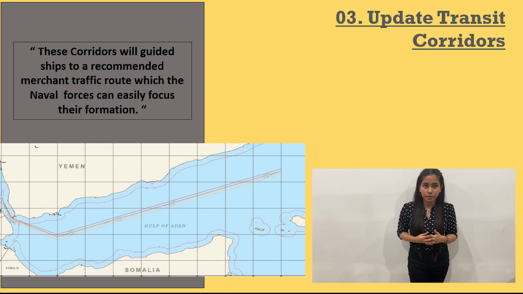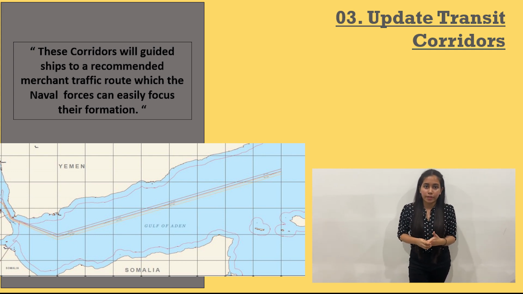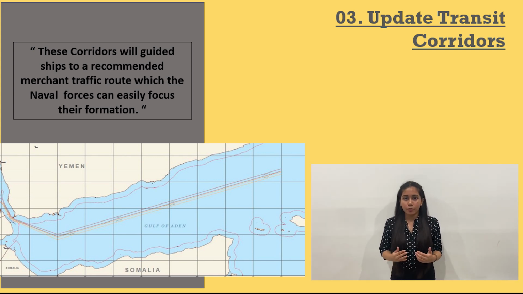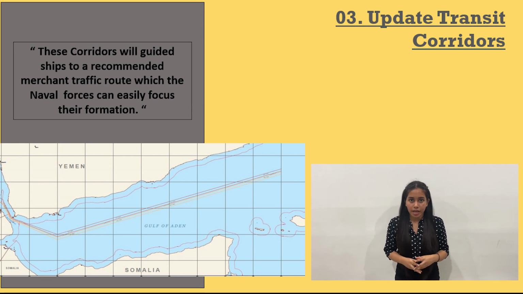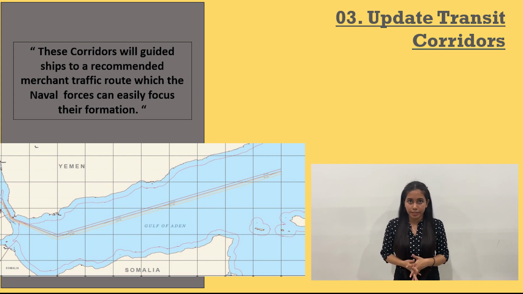Update transit corridors in maritime piracy. The maritime security transit corridor is the transit route for all merchant traffic transiting the Gulf of Aden. The purpose of this corridor is to provide a recommended merchant traffic route around which naval forces can focus their presence and surveillance, and also be able to monitor and provide swift assistance to vessels in distress.